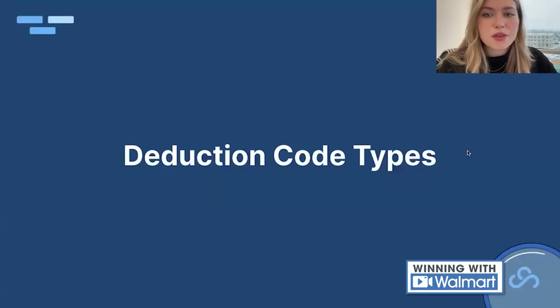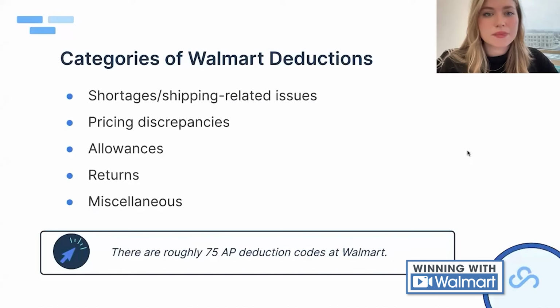Okay, so that's kind of the basics. Let's dive into the deduction code types. So, I see Allie's here.